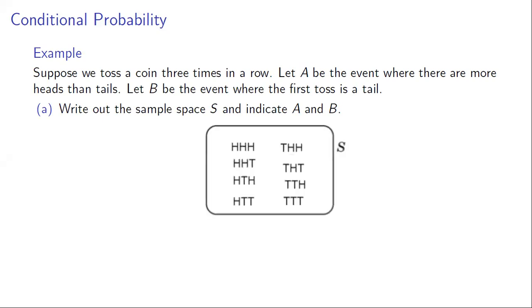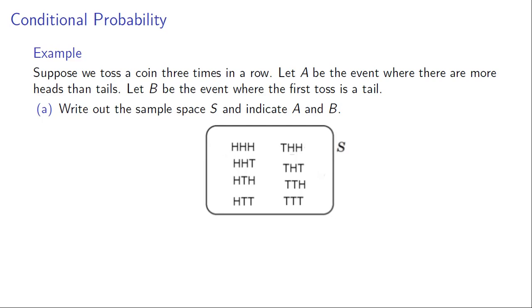So here's our sample space S. So these are all possible ways of tossing a coin 3 times in a row. So we care about the order of the tosses, and each toss comes out either to be heads or tails. So these are the 8 possible outcomes, and they make up the sample space.